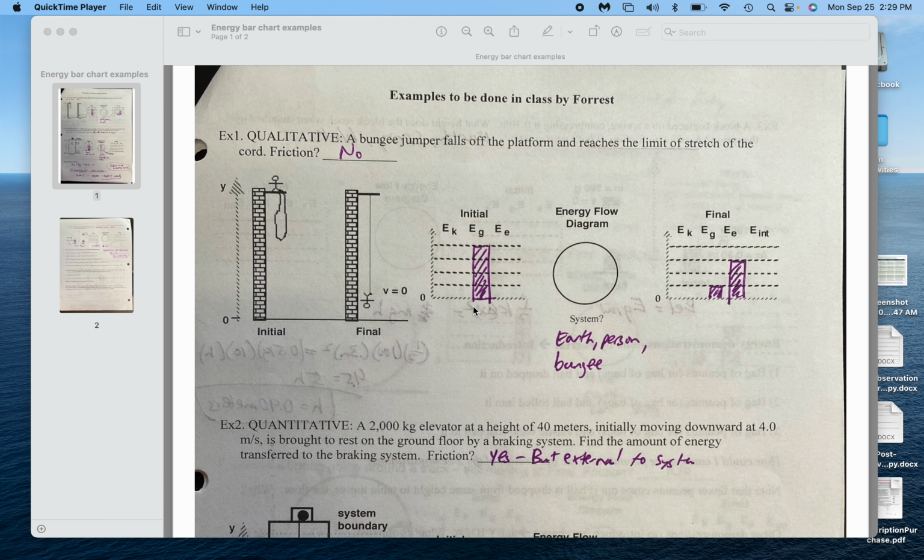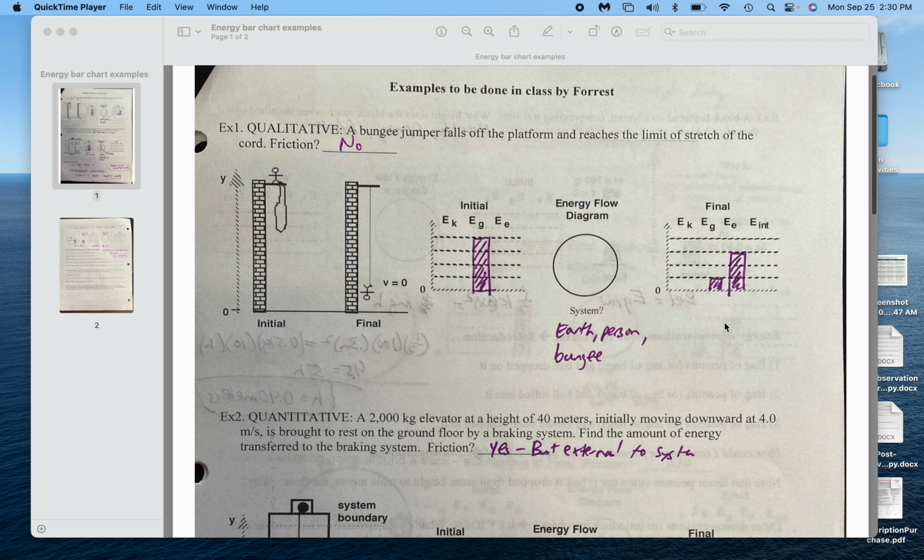At the end, they're hanging down here. They're not moving. I'm glad they tied it to their foot at least. And it looks like they're a little above zero. So I still had 1 bar of gravitational potential energy, and then I said that the bungee was stretched, and so there were 3 bars of elastic potential energy. So that should be pretty straightforward.